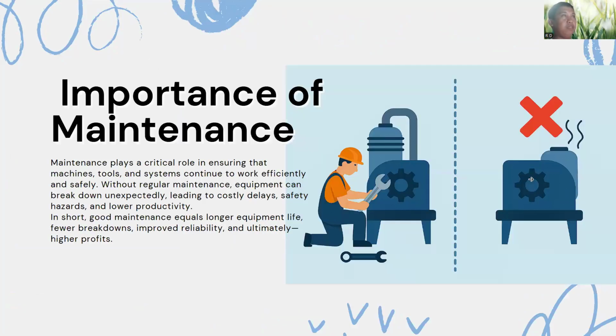Importance of maintenance. Maintenance plays a critical role in ensuring that machines, tools, and systems continue to work efficiently and safely. Without regular maintenance, equipment can break down unexpectedly, leading to costly delays, safety hazards, and lower productivity. In short, good maintenance equals longer equipment life, fewer breakdowns, improved reliability, and ultimately higher profits.